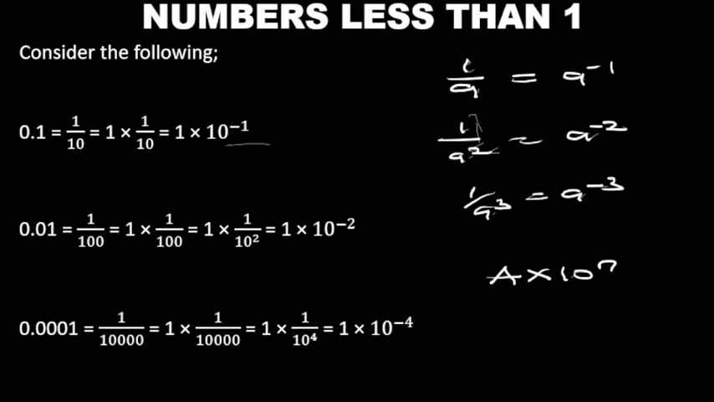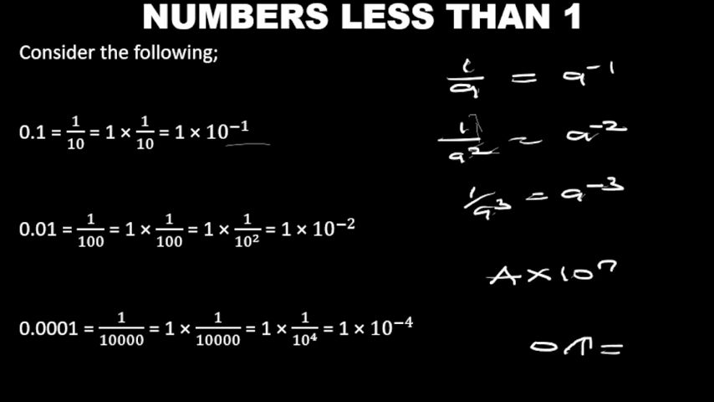Let's take for example, to get a number between 1 and 10 from 0.1, you shift the point to the right to get 1, isn't it? How many times do we shift the point to the right? That will be 1. So 0.1 will now be what? 1 times 10. The power of 10 will now be negative. How many times do we shift the point to the right? Once. So that will be minus 1.